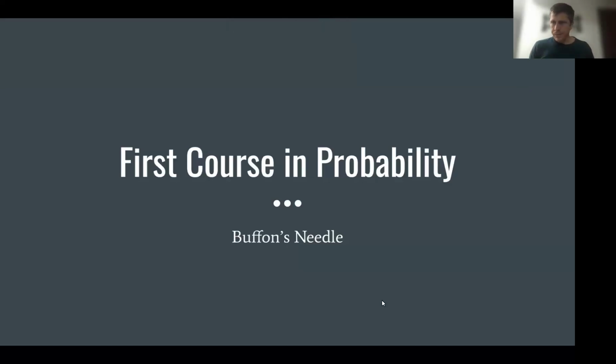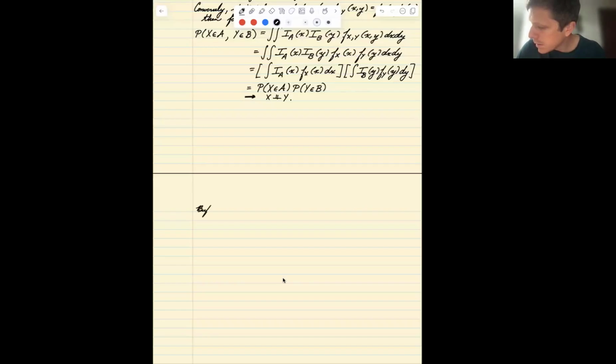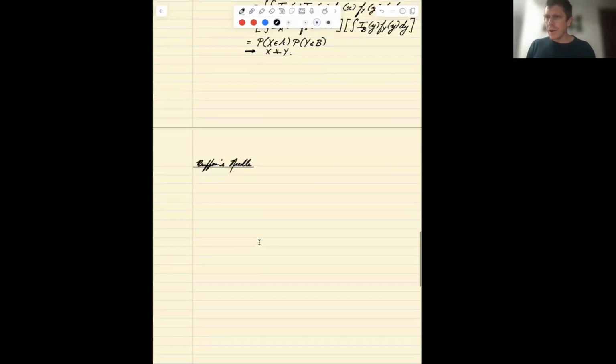All right, our next topic is an application of joint probabilities called Buffon's needle. So this is a very interesting application. Buffon's needle. Okay, so here's the problem. We have a needle. This is a classic problem in probability. We have a needle, and we're going to throw the needle up in the air and rotate it.